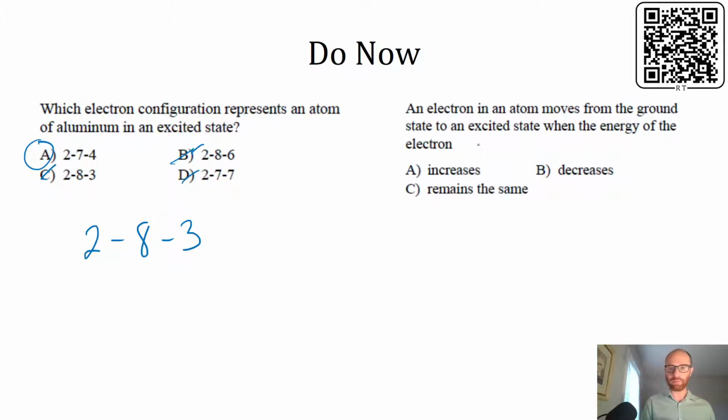For the second problem, as an electron moves from ground state to excited state, the electron increases in energy. That's how that transition happens. That's kind of a definition thing.